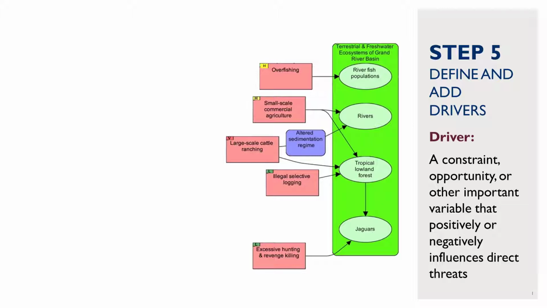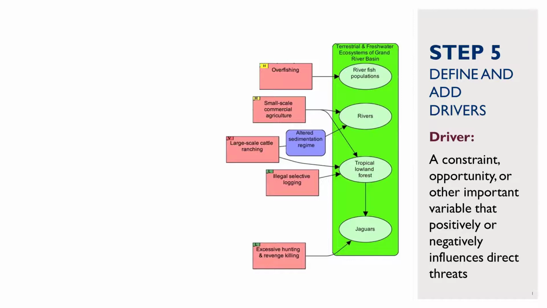There are two different kinds of drivers. A constraint driver is a factor that contributes to direct threats. Constraints might include logging policies, demand for fish, and human population growth. These might also be called root causes or indirect threats.